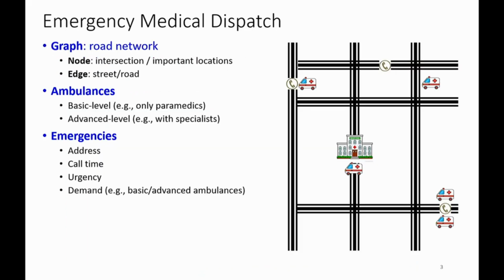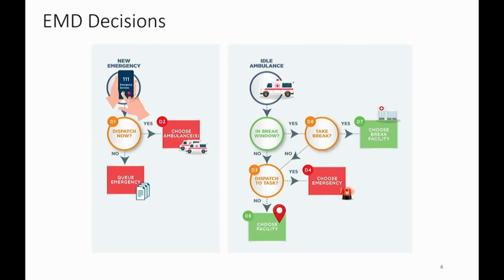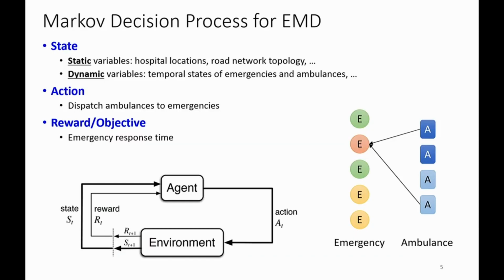This is a very basic illustration of how this is dispatched. You get a call, you have all these ambulances distributed, and then you allocate multiple ambulances to multiple calls at the same time. We call this emergency medical dispatch decisions, and you have a number of decisions that you need to make. They are all interacting with each other and make the decision very hard. And we can model this process as a Markov decision process.